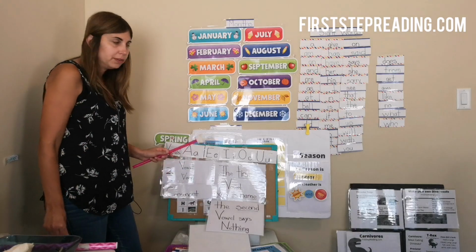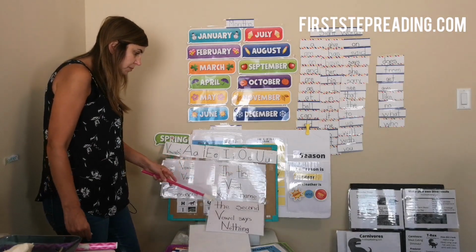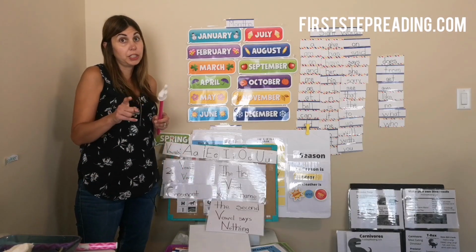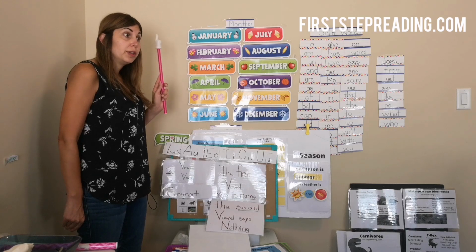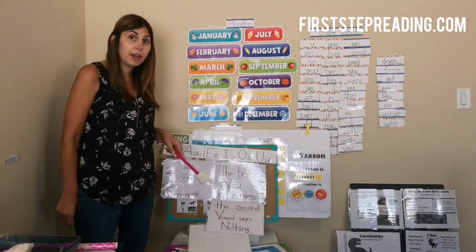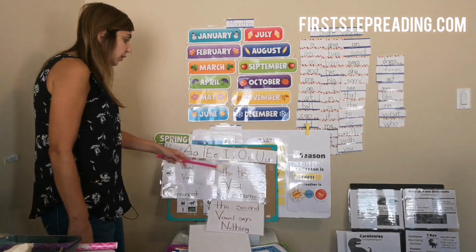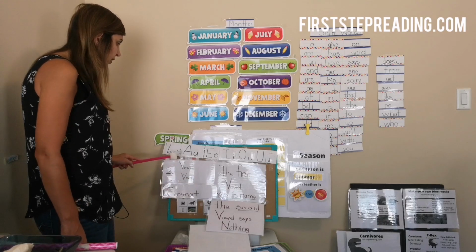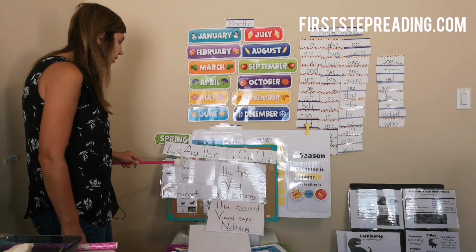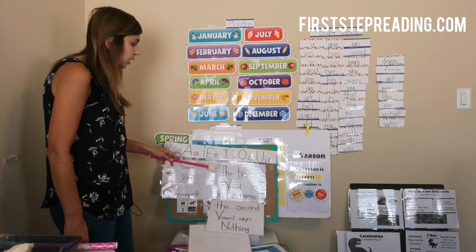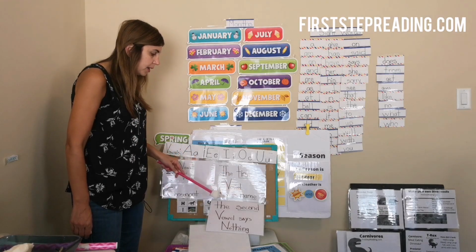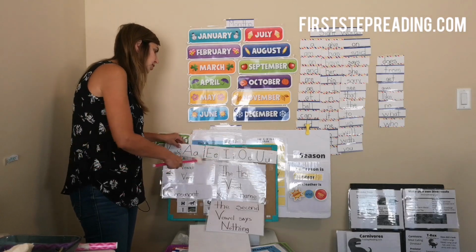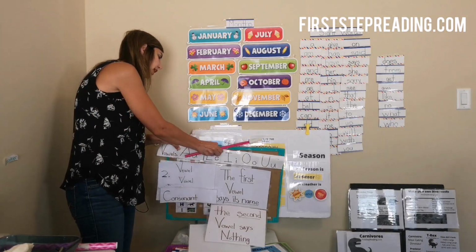In all the long vowel words, the first vowel says its name, the second vowel says nothing. So if you see 2 vowels next to each other, or 2 vowels with a consonant in between, it is a long vowel word. First vowel is going to say its name, second vowel is going to say nothing. Let's do this one. Vowel, vowel, consonant. The first vowel says its name, the second vowel says nothing. Okay? I'm going to turn it over and we're reviewing our vowels.